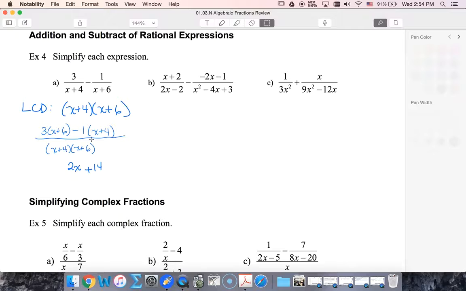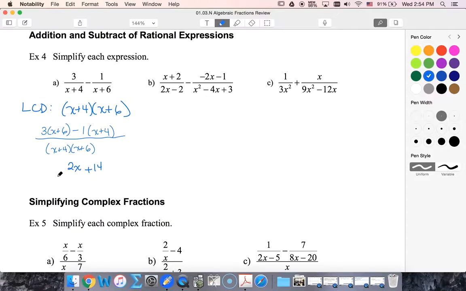Now, I can see that my numerator will factor. I could take out a 2, but taking out a 2 isn't going to allow me to simplify with my denominator, so I'm just going to leave it as is. But I am going to say that x cannot be -4 or -6 because I always want to give my conditions.